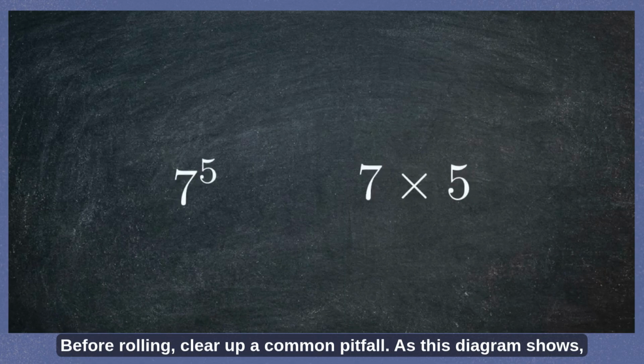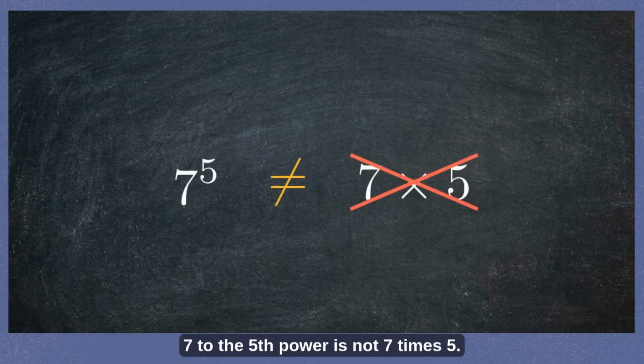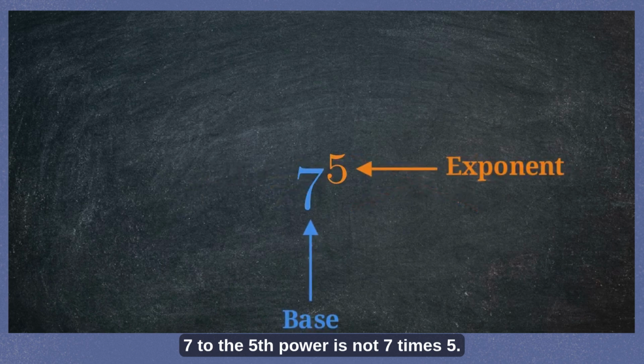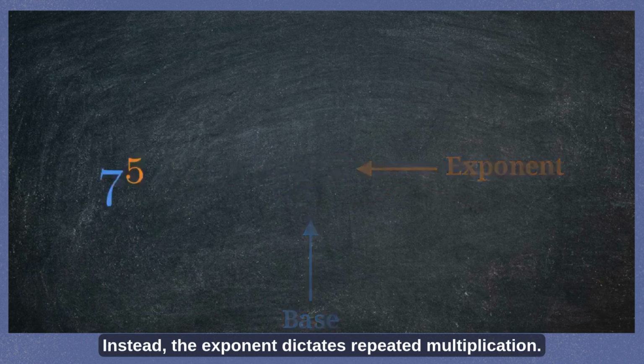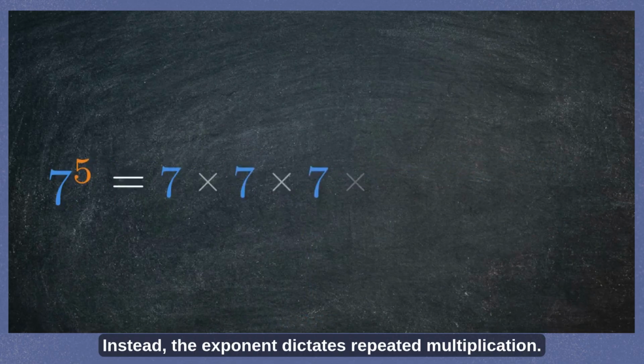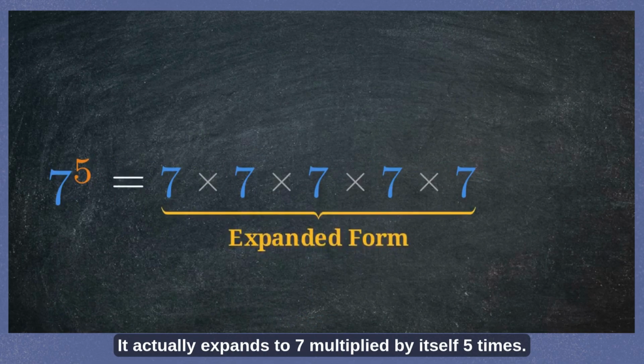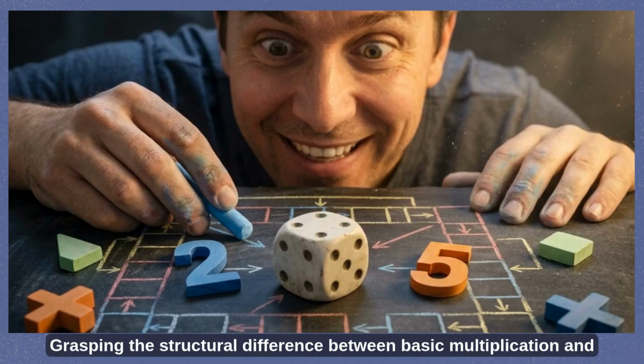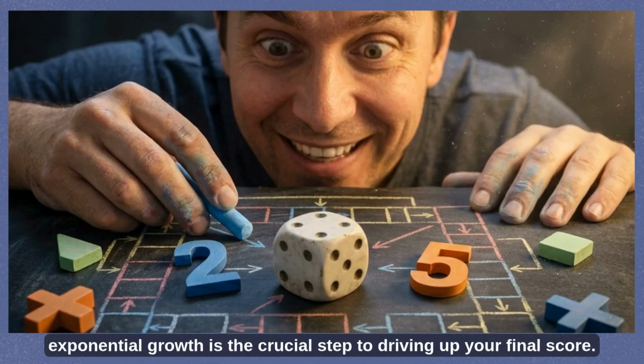Before rolling, clear up a common pitfall. As this diagram shows, 7 to the 5th power is not 7 times 5. Instead, the exponent dictates repeated multiplication. It actually expands to 7 multiplied by itself 5 times. Grasping the structural difference between basic multiplication and exponential growth is the crucial step to driving up your final score.